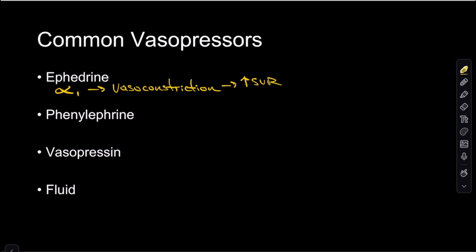previous slide. Ephedrine also has a secondary effect of activating beta 1 receptors, which is going to increase heart rate and increase heart contractility.